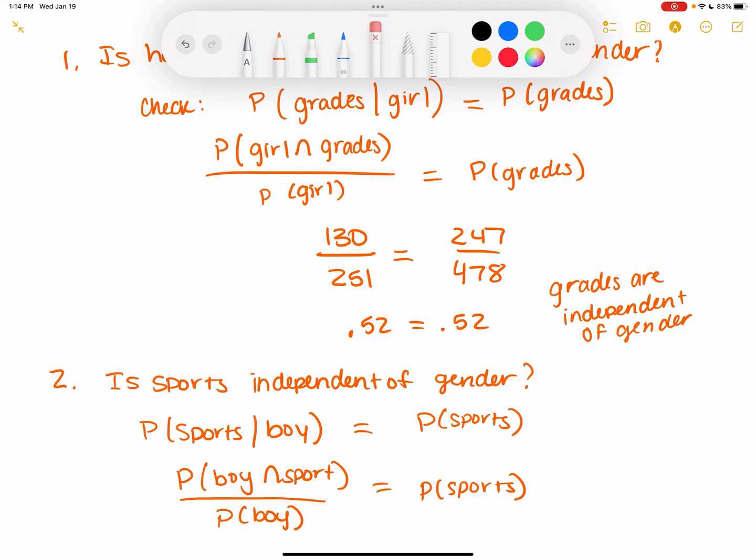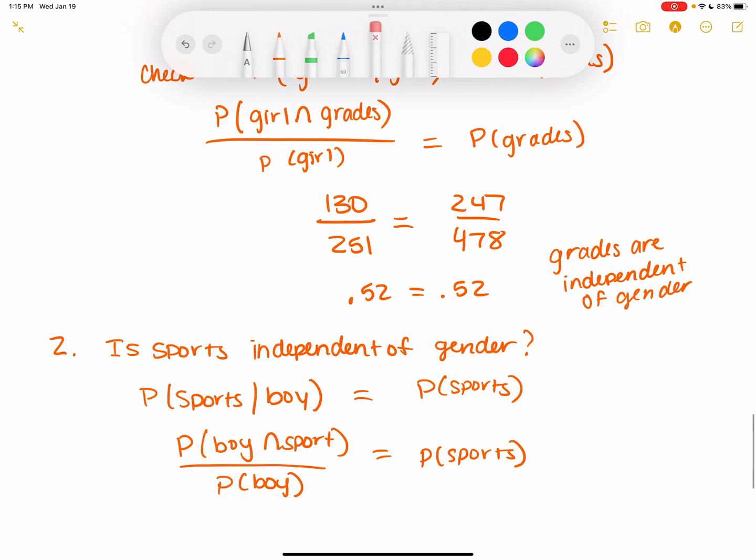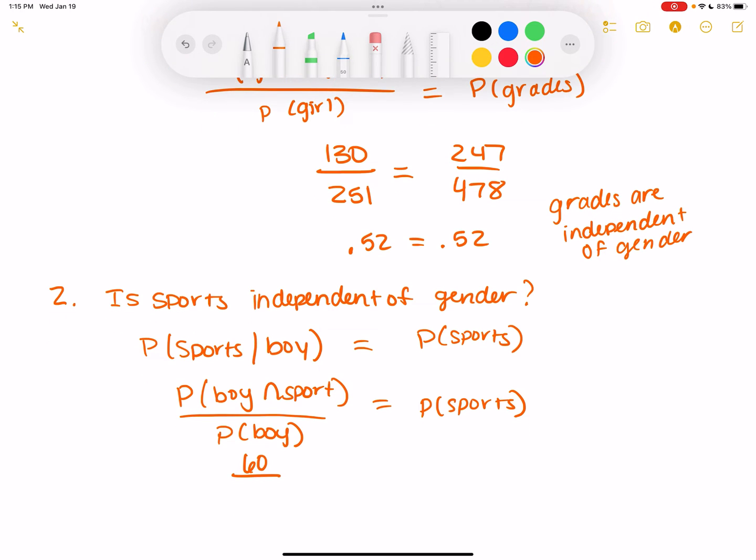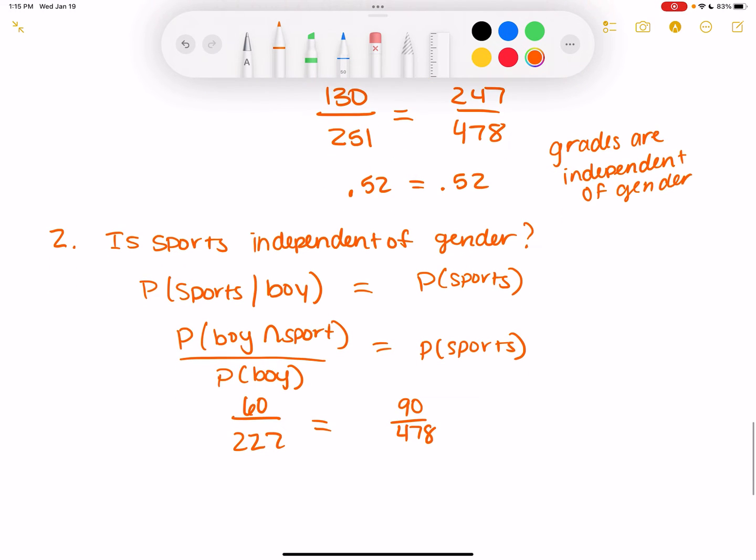The probability of boy intersected with sports is 60 over the total number of boys, 227, equal to the probability of sports, so the total in sports out of the total number. So 90 out of 478. So these actually come out to be 0.264 and 0.188. So they're not independent. These are not equal, so sports are not independent of gender.